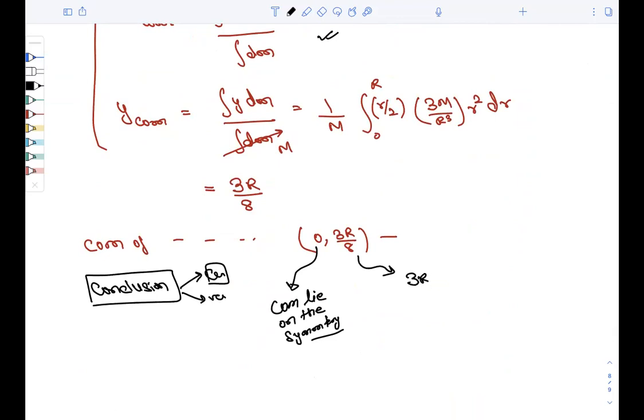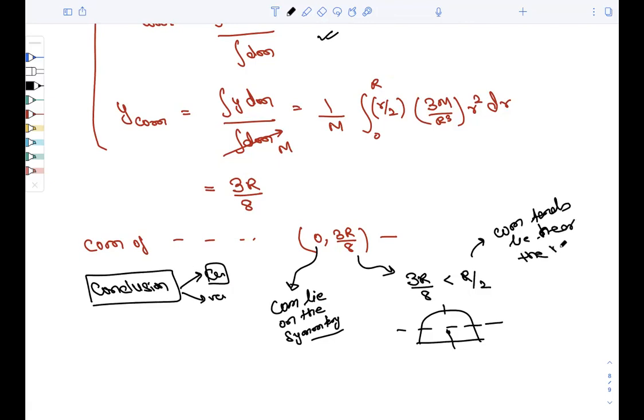3r/8, what does this represent? You can simply see that 3r/8 is less than r/2. That means if this is the hemisphere and this is r/2, the center of mass is somewhat below that. That means one more property of center of mass that we have studied, that center of mass tends to lie near the heavier mass, near the heavier portion of the body. Heavier portion means the side where it is heavy, the point tilts and tends toward that side, right?